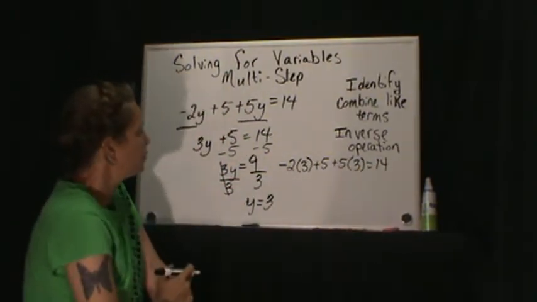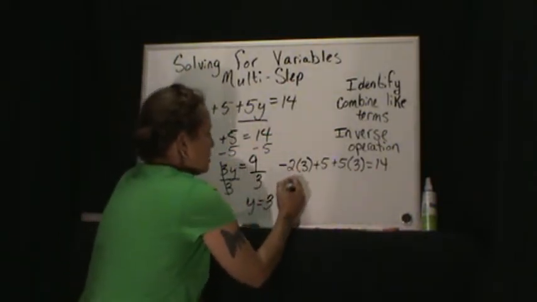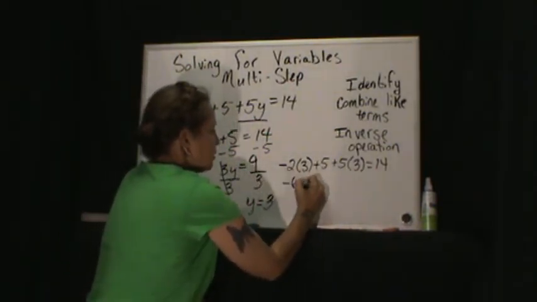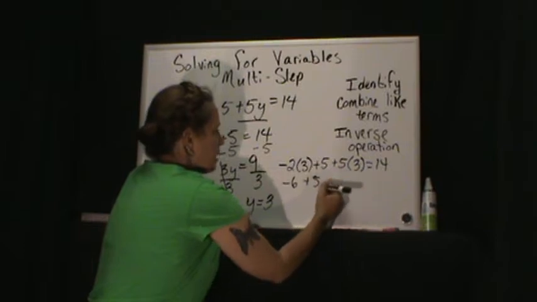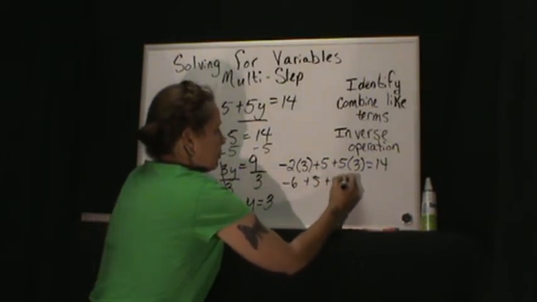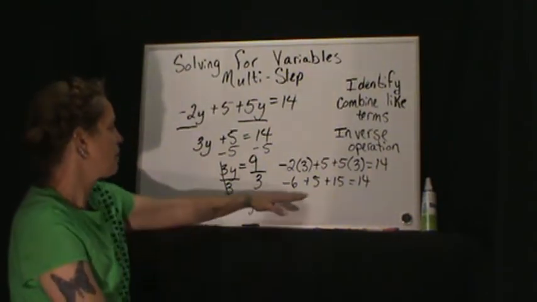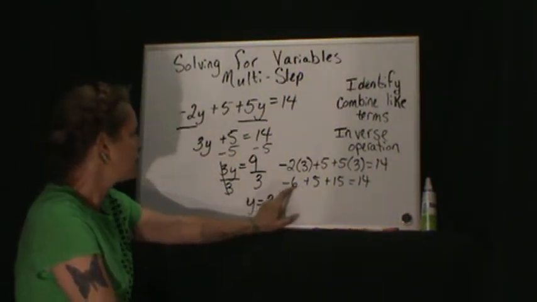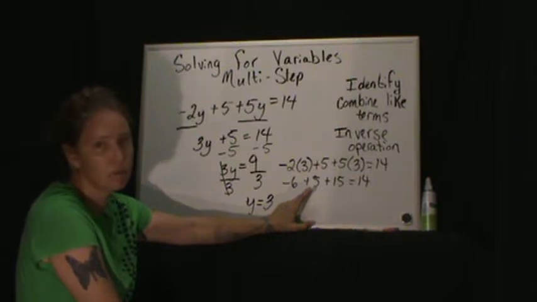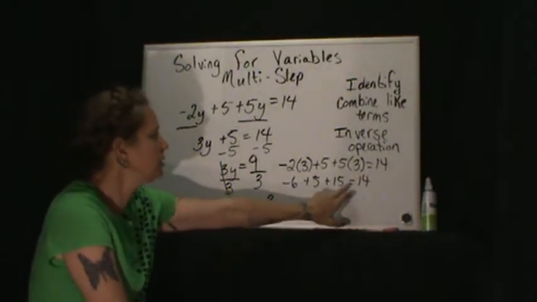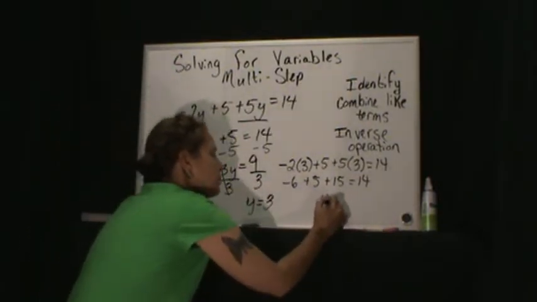Do our multiplications first. Negative 2 times 3 is a negative 6. 5 times 3 is 15. And then we can combine these like terms. Negative 6 plus 5 is a negative 1. Plus 15 is 14. So that answer checks.